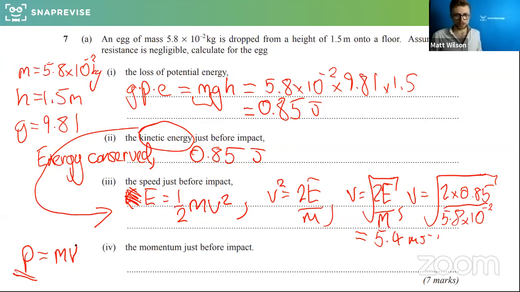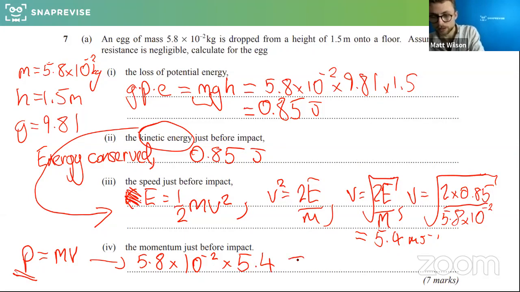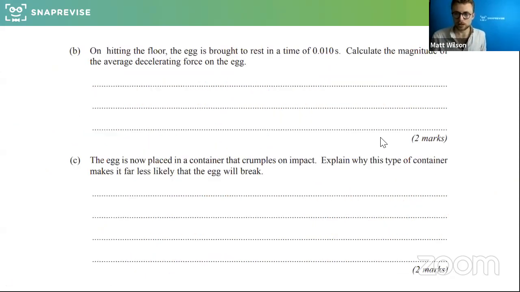Okay, so let's just jot that down. Momentum is equal to mass times velocity. So what's the mass? We know the mass and we calculated the velocity. So this is perfect. We can just plug our numbers straight in. We've got 5.8 times 10 to the minus 2 multiplied by our velocity, which was 5.4 meters per second. So let me know what momentum you get. And you should get around 0.31 newton seconds. Newton seconds because it's force times time. It's another way to think about momentum. Good.